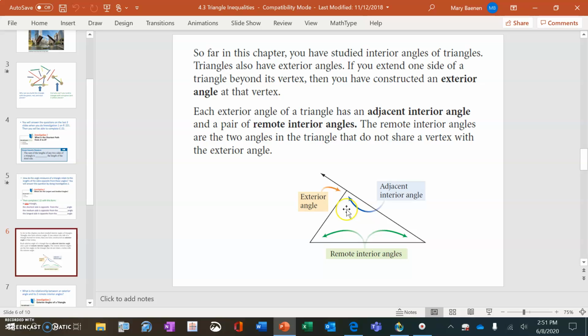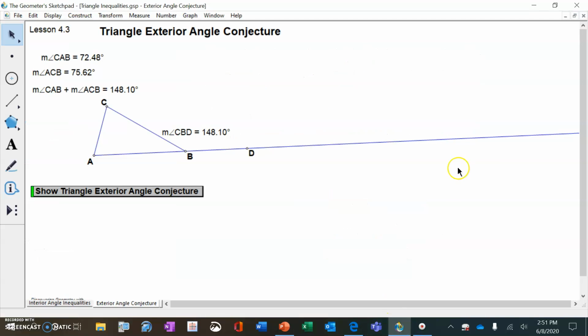Okay, so now that we know we have interior angles and exterior angles, if I'm sitting in this exterior angle, next to me, adjacent to me, is this interior angle. So this is called an adjacent interior angle. These two interior angles are far away from me. They're remote from me. So those are called remote interior angles. What they want us to investigate today is what's the relationship between an exterior angle and its two remote interior angles. So to do that, I'll go back to Sketchpad.